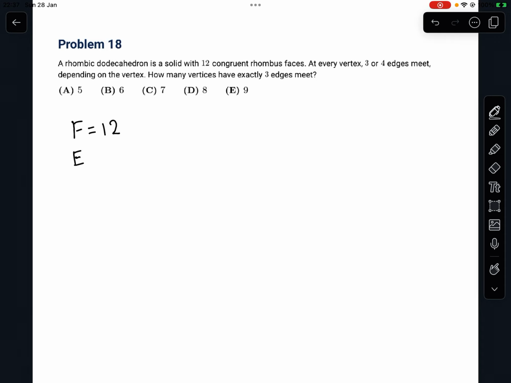And then we know the number of edges. Well, let's imagine this rhombus is one face of our 3D dodecahedron, okay? So you might think, well, one rhombus is 4 edges, right? And then our shape is made of 12 congruent rhombus faces. So isn't the total number of edges going to be 12 times 4? So isn't it just going to be 48?